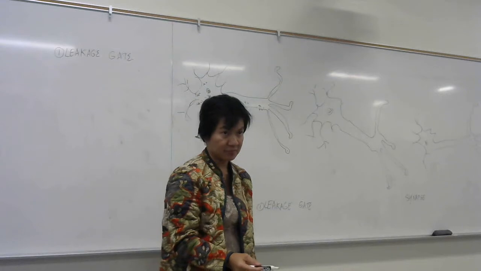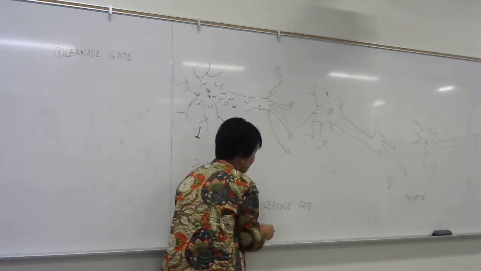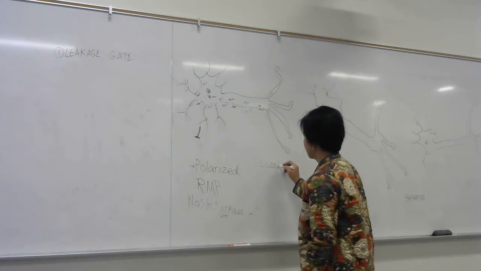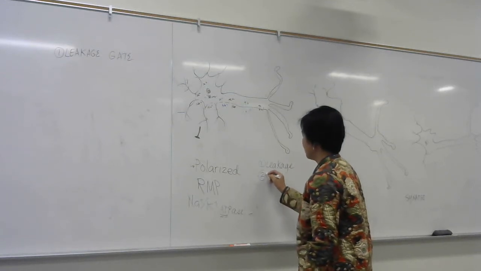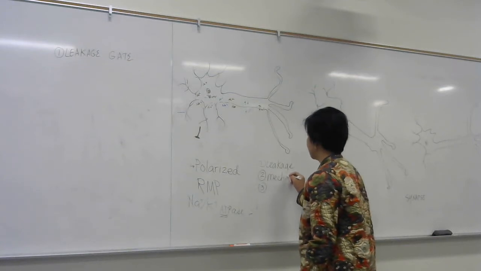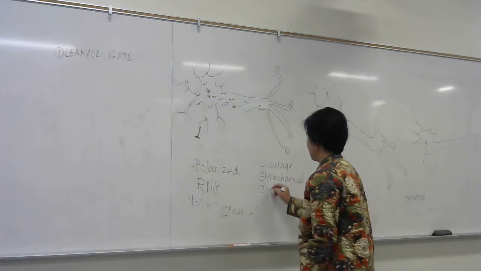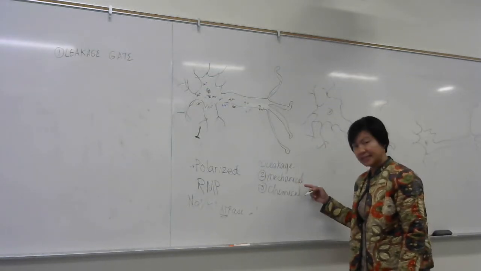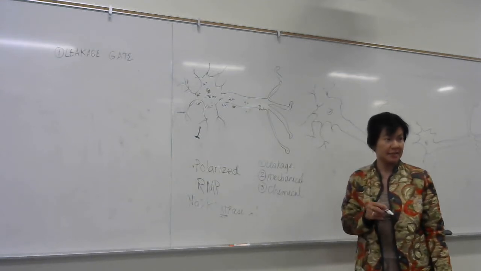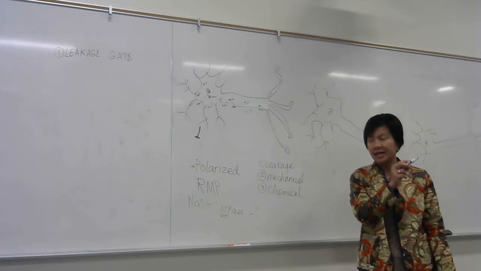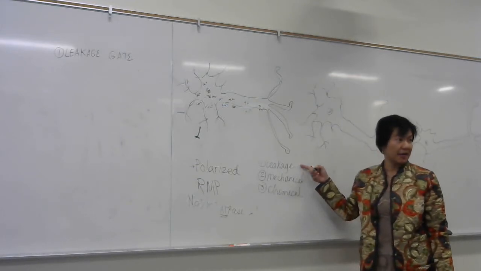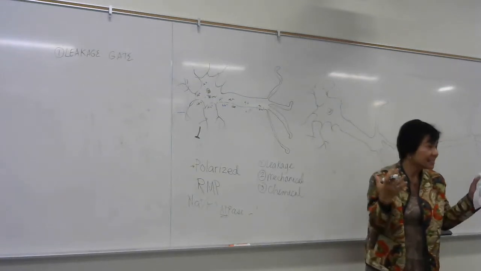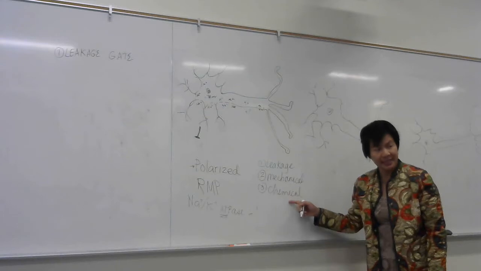Okay, so now I'm going to introduce two more gates. They're nothing but sodium-potassium gates. Number one was leakage gates. Another two more types of sodium-potassium gates, one called mechanical gates, another one called chemical gates. Mechanical and chemical gates, what are they? They're nothing but sodium-potassium gates. Are you following everybody so far? So this leakage gate is always open, right? The pump is the one pushing sodium out, potassium in, stay in. So there's the charge. When there's a stimulus, either this or this will open.